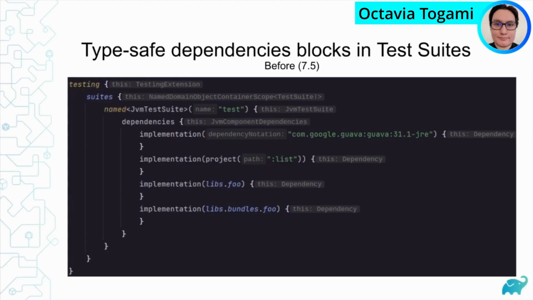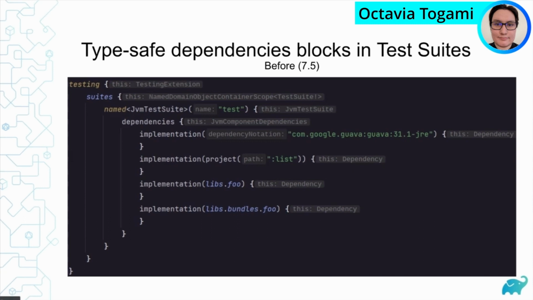Next feature is type-safe dependency blocks in test suites. So this is about this dependency block here that is inside your JVM test suite. This is not the top-level block. And as you can see here in 7.5, its type is JVM component dependencies, accepts all of these different notations that you would expect: a string, project dependency, version catalog, libraries, and bundles.